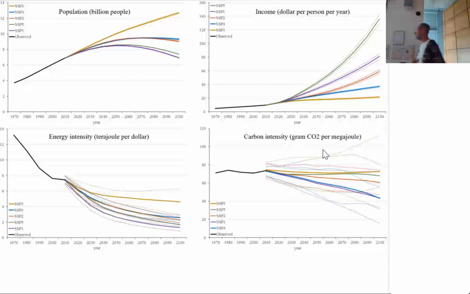Now, the final 2 components, this is energy intensity. What we have observed, as I said, is that energy intensity, terajoule used per dollar value added, has fallen steadily over the last 40, 50 years. All these models project that will continue, some a little bit slower, some a little bit faster.